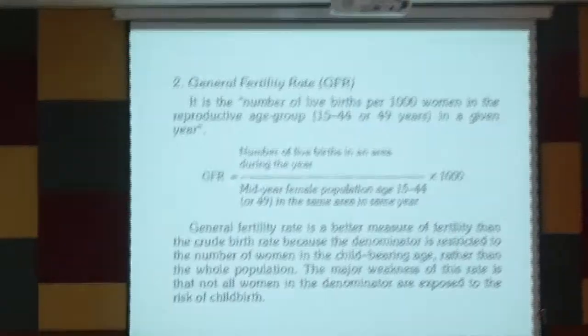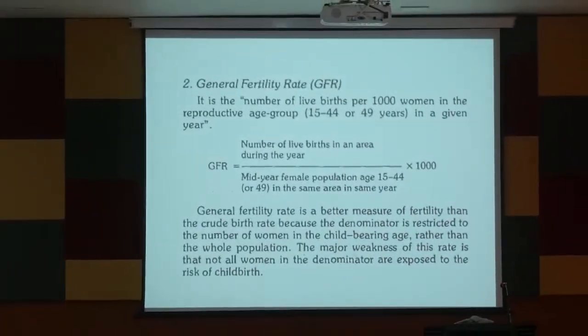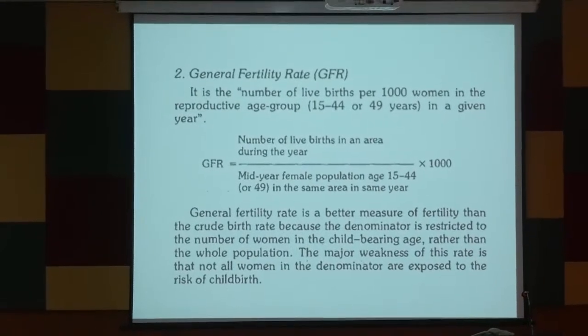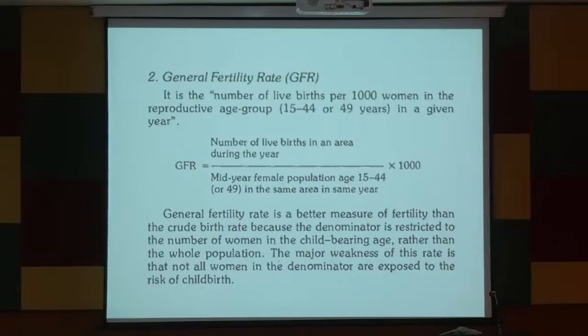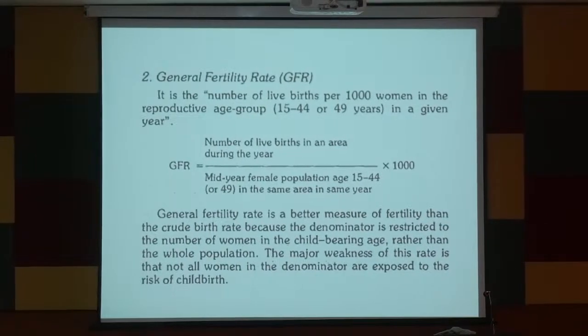So the general fertility rate, or GFR, the only difference from the crude birth rate is the denominator. Here the denominator is the median female population aged 15 to 44 years or 49 years in the same area in the same year. If you write 15 to 44, that's also okay. 15 to 49, that's also okay. No issues. So this is the general fertility rate.